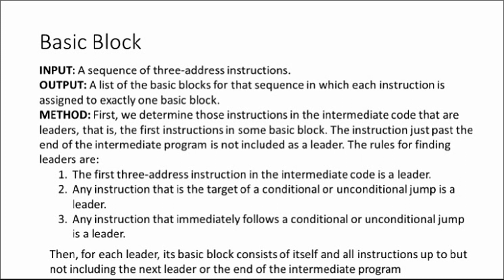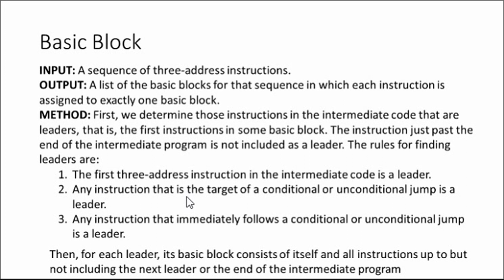So these are some rules. The first rule is that the first 3 address instruction in the intermediate code is a leader. It means before building the blocks, we identify the leaders. Leaders are nothing but the first statement of a basic block. So which is the first statement? The first statement of the 3 address code itself is the first leader. Any instruction that is the target of a conditional or unconditional jump becomes a leader.